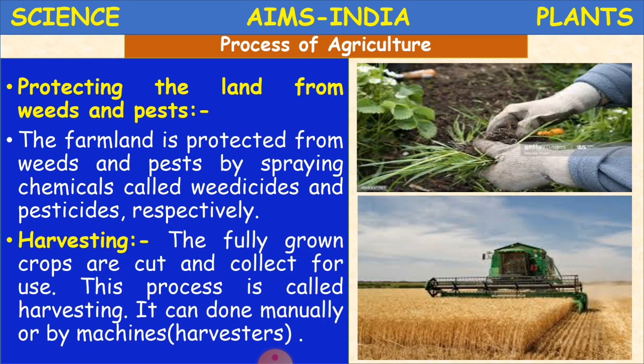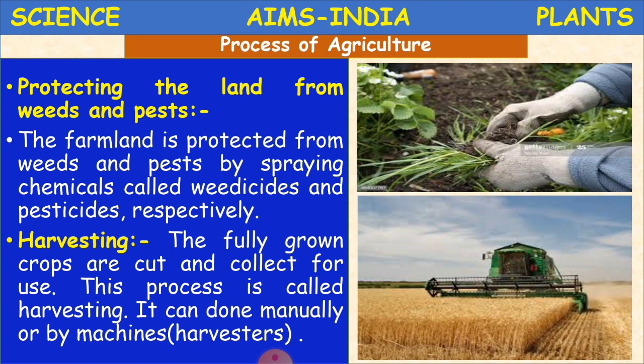Now harvesting. So what is harvesting? The fully grown crops are cut and collected for use. This process is called harvesting. Now after removing the weeds and pests, what will happen? We'll get our crop, and this crop must be ready for use. So we have to cut the fully grown crop and collect it for use. This process is called harvesting.